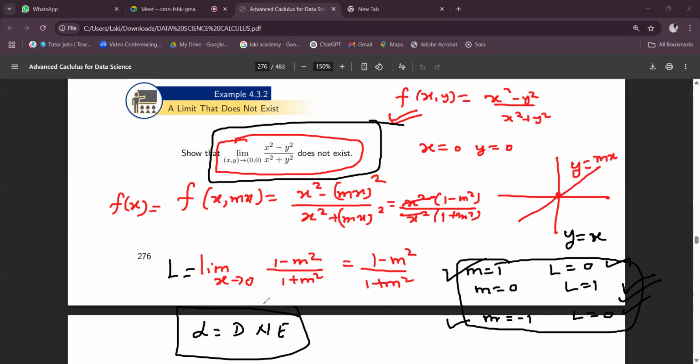And you can also say the limit depends on its slope. If the slope changes, the limit will change. So you cannot find the exact value of L, right? That's why here it is written does not exist. Understood?